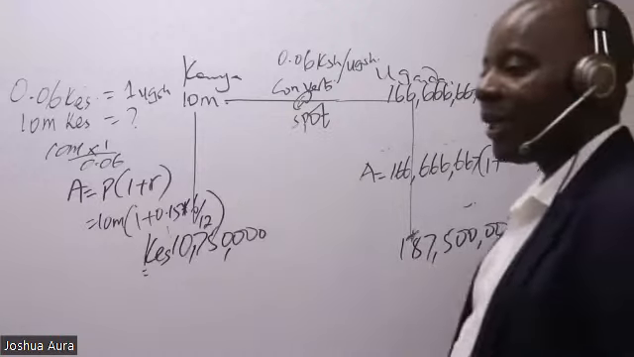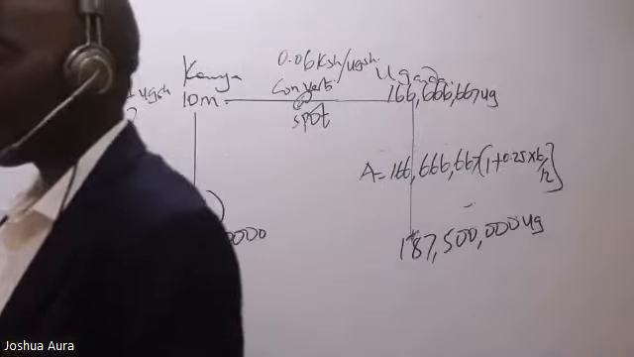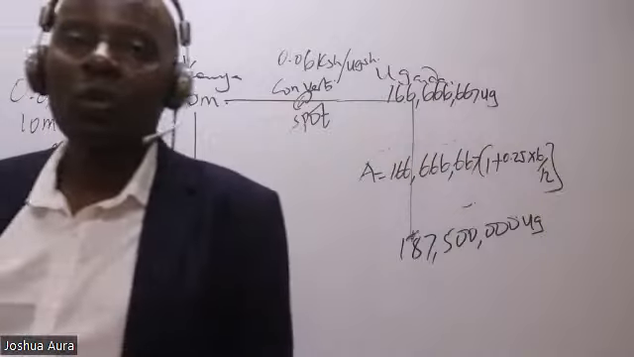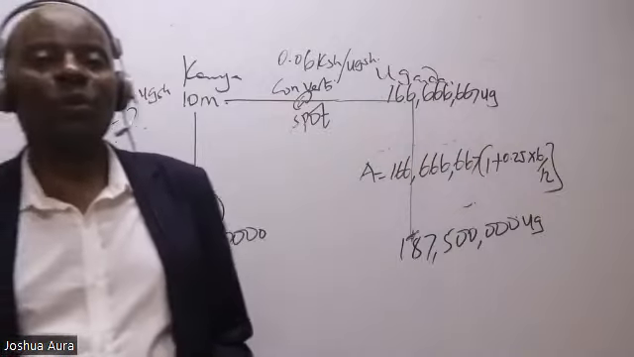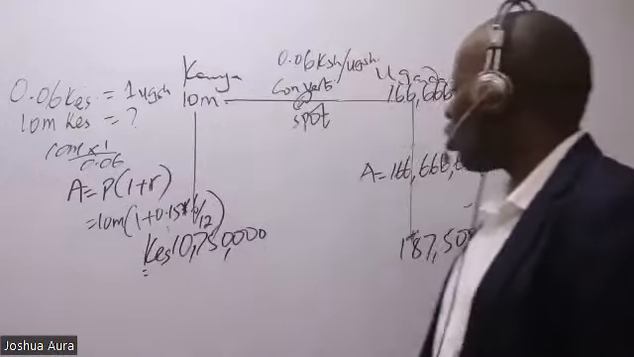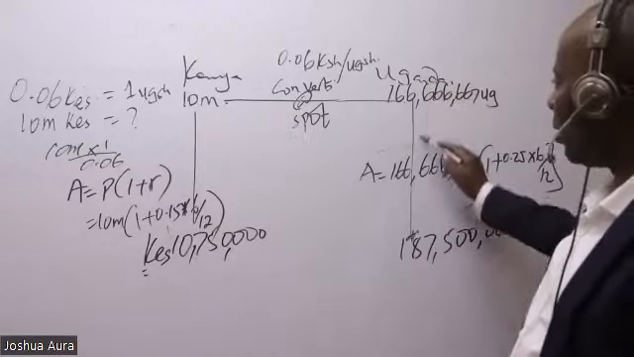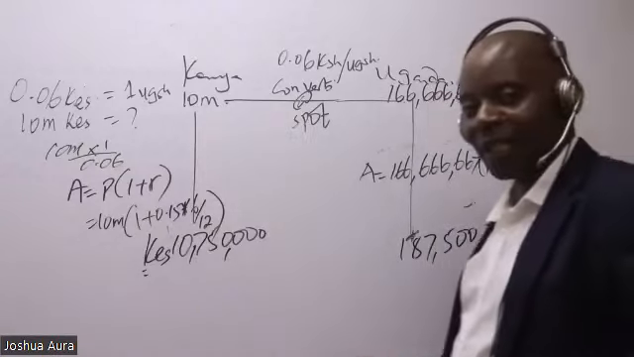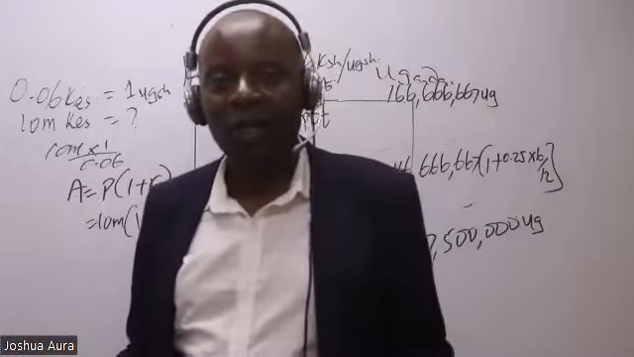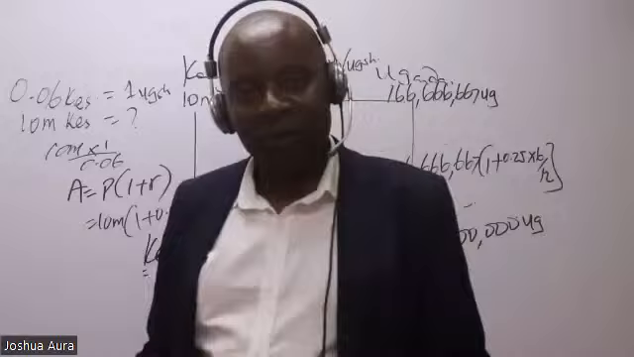Now, ladies and gentlemen, having gotten this 187.5 million Uganda shillings, what do you think we shall do next to be able to get our profit? Remember, we have to convert this back to our home currency because we have done the investment. Now we are international investors. We have invested in Uganda, 6 months are over. Now we need to repatriate back our dividends, our money.